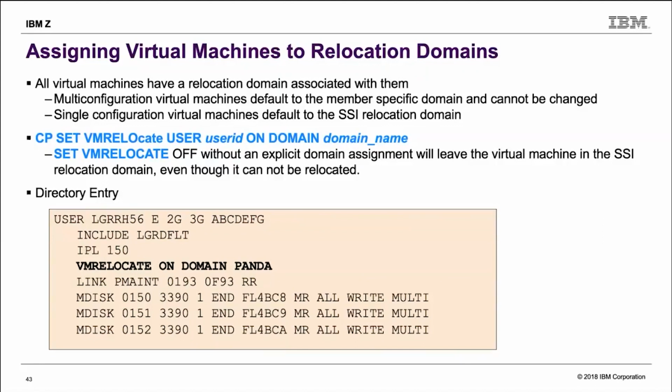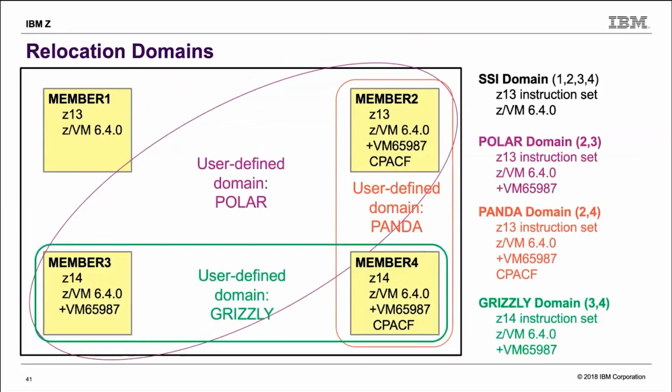Now in the directory, this is how you might see this as well. So for this particular user, LGR RH56, we turn on VM relocate, which means he is eligible to relocate to anybody that's assigned within the domain of Panda. Right? And if we go back, we'll remember that the Panda domain had that z13 instruction set, but also had guarded storage and CPACF available. So they'd be able to relocate freely between members 2 and 4.